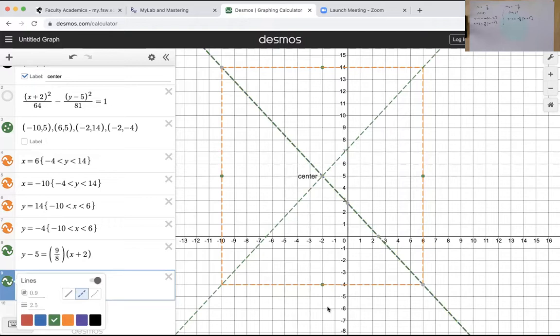So the next question I have to ask you is, where are the vertices? There are only two vertices of the hyperbola. It's either these 2 points, so what is that, -10, 5, 6, 5, or it's these 2 points, which is what, -2, -4, and -2, 14. So which are the two vertices and why?